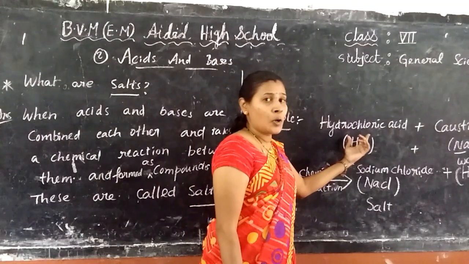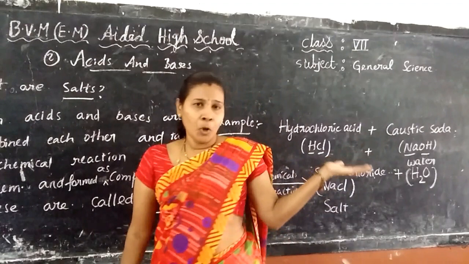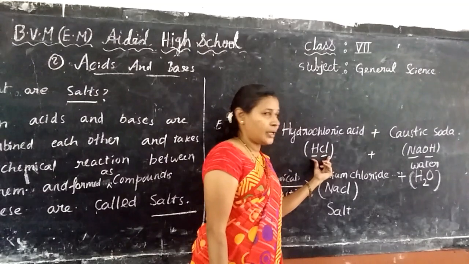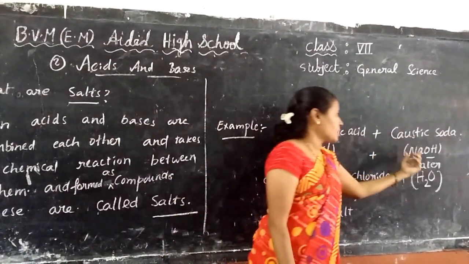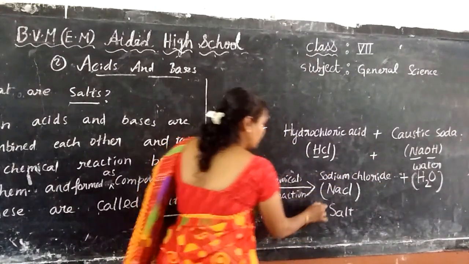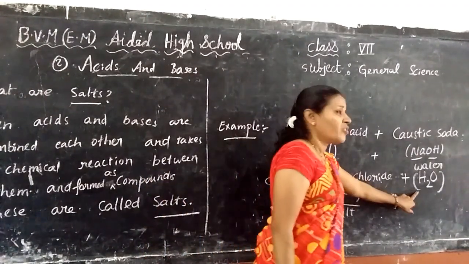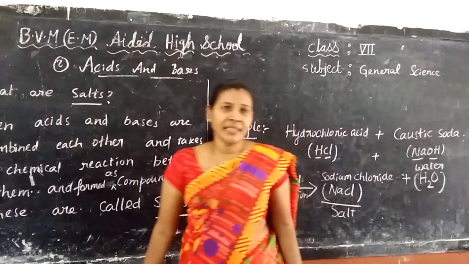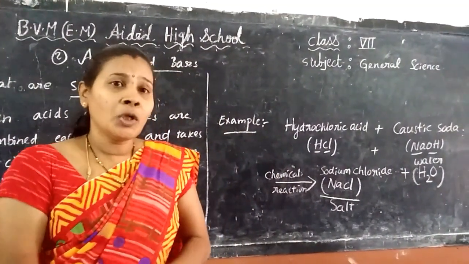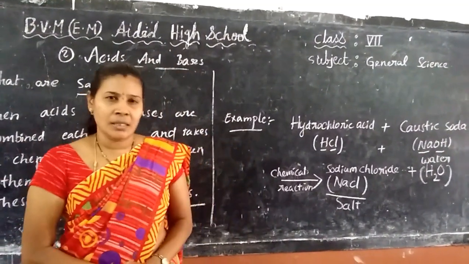Suppose I took hydrochloric acid and caustic soda, both acid and base, and both are combined with each other. The chemical formula for hydrochloric acid is HCl and caustic soda is NaOH. Both take a chemical reaction and form the salts.